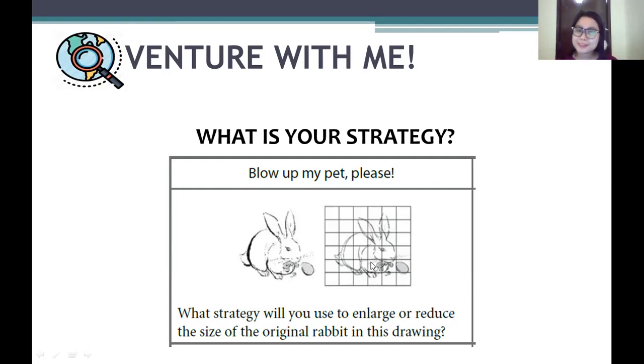Blow up my pet, please. What strategy will you use to enlarge or reduce the size of the original rabbit in this drawing? For example, this is the sample rabbit, and I'll ask you to make it 2 times bigger or half smaller. What will be your strategy? Keep thinking because you'll be doing that task.